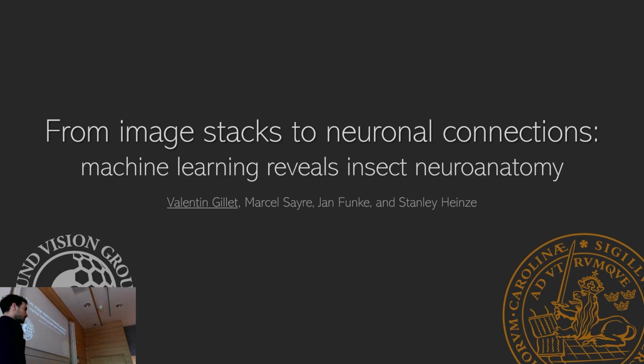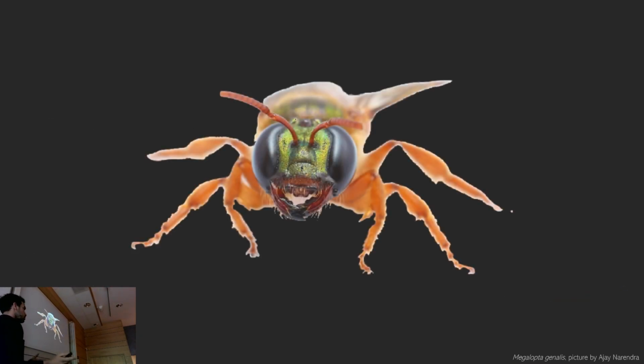I'm a biologist, not a computer scientist, and I'll be telling you how I use machine learning in my research to study the insect brain. And throughout the presentation, I'll be telling you mostly about this insect. It's called Megalopta genalis. It's a bee that lives in South America, in Panama.